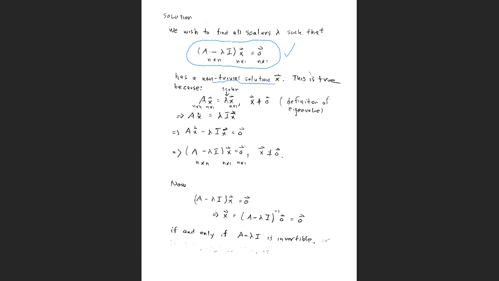Well, where did that come from? That's true because remember what we're starting out with. A times X equals lambda times X, where X is not equal to 0. That's the definition of an eigenvector X and a scalar eigenvalue lambda. So I should say, definition of eigenvalue, eigenvector.